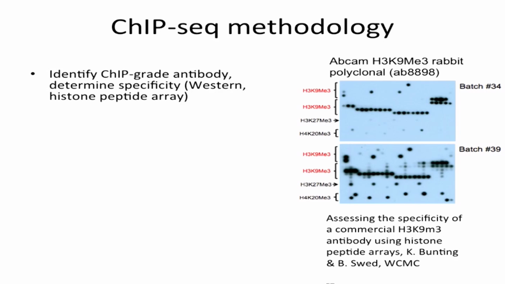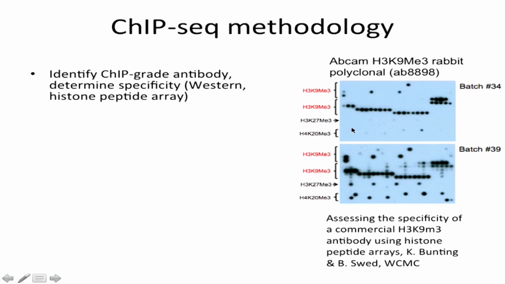We looked at two batches of the same antibody from the same company. We looked at what kind of histone modification this antibody actually recognizes. It's sold as a K9 trimethylation antibody. So you can use these peptide arrays where each dot is a different peptide with a different histone modification, and you can basically tell where your antibody is binding within this array.